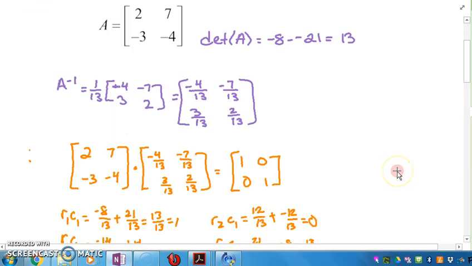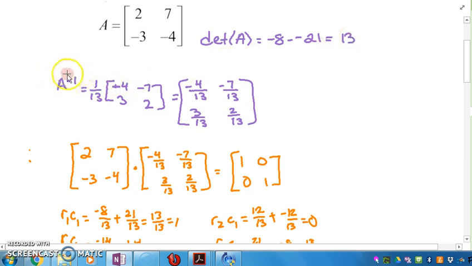So hopefully all of you were able to figure out that problem. And so again, you have to start off by finding the determinant, which in this case was 13, and you do that by multiplying across the main diagonal and subtracting that from the product of the upward diagonal there. So in this case it was -8 minus the -21, which gave us the 13.